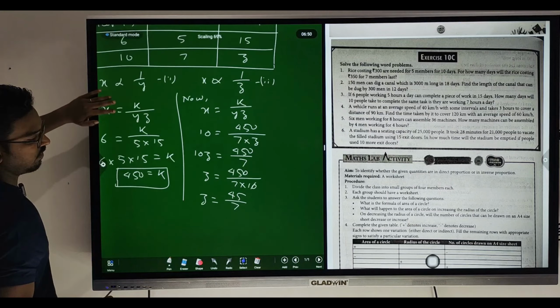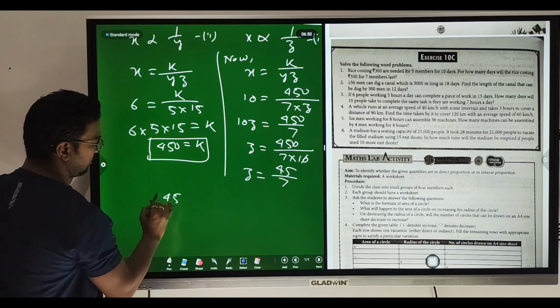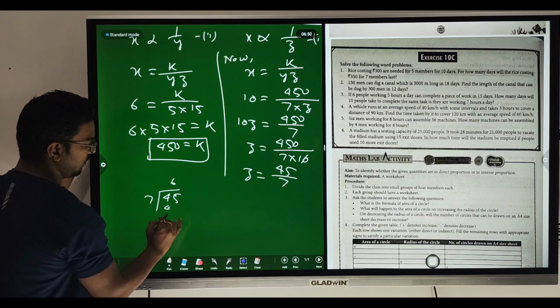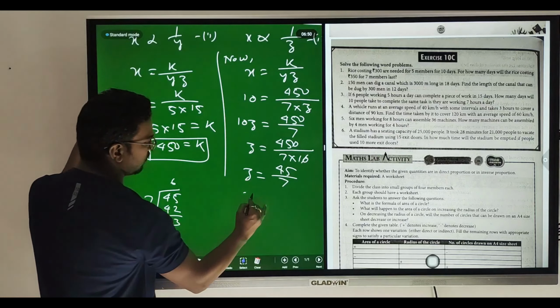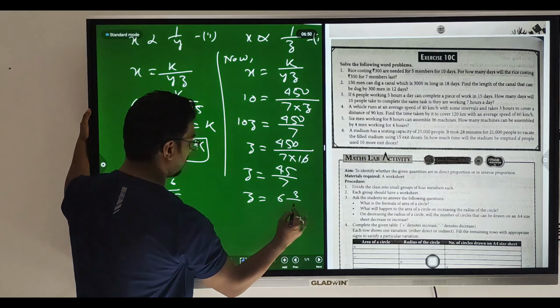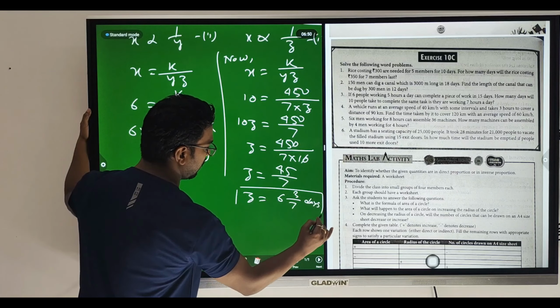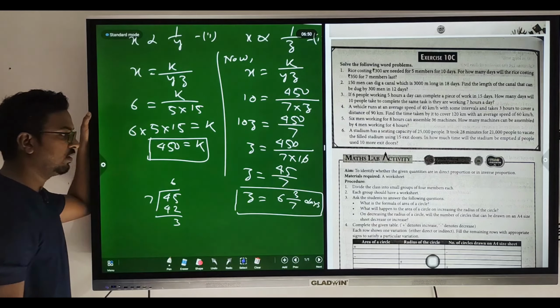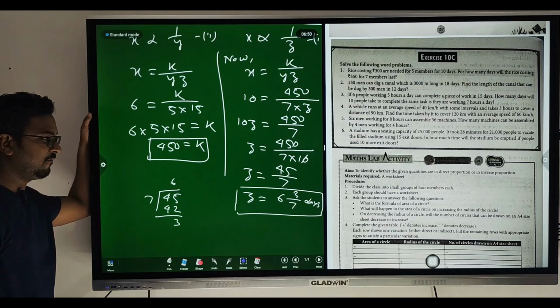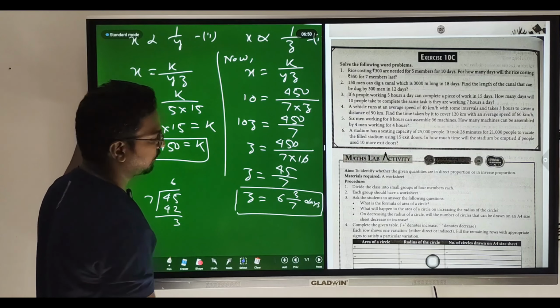45 by 7. So if you divide it, what will you get? 45 divided by 7. 6 7s are 42, remainder is 3. So z will become 6 3 by 7 days. So they can complete it in 6 3 by 7 days. Fine. Next.